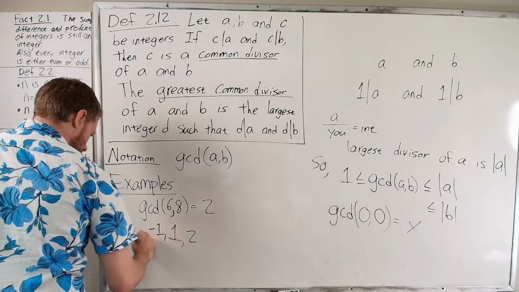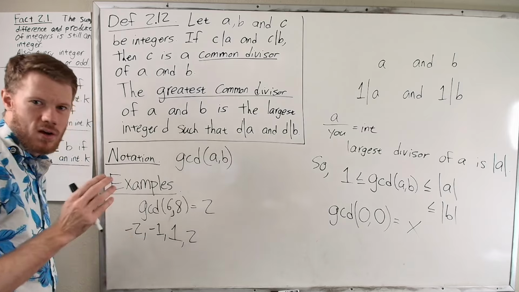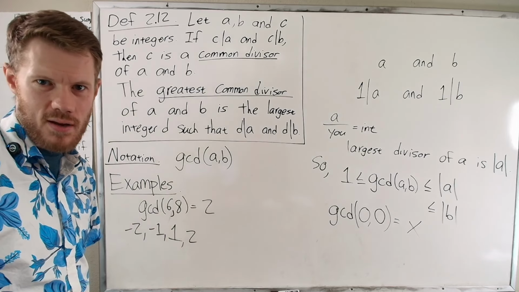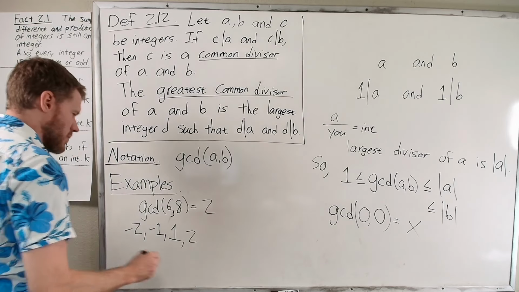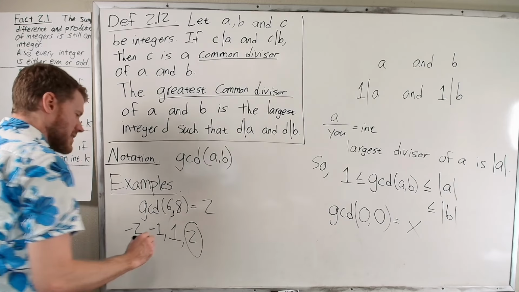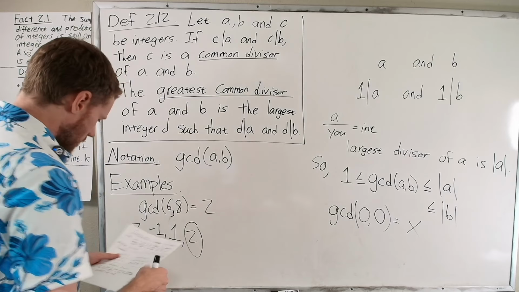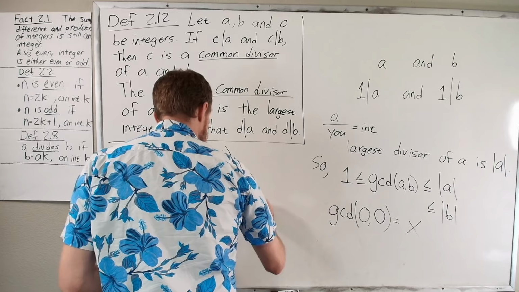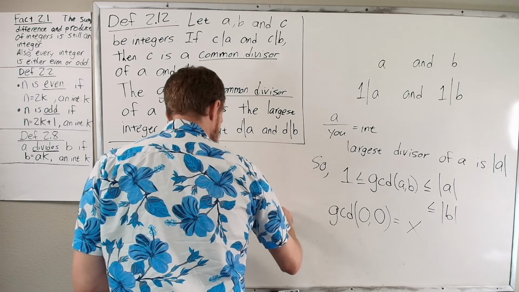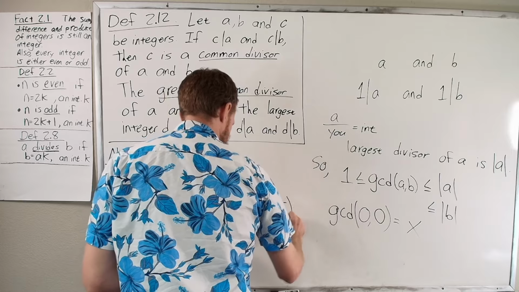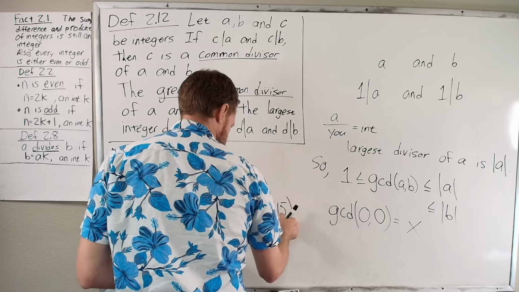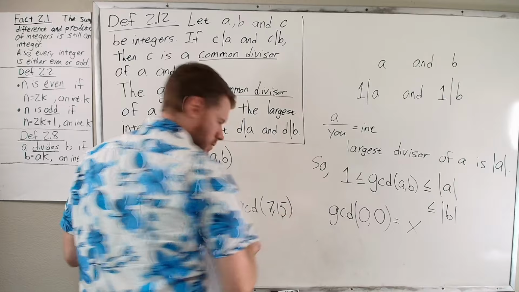-1 divides both of them, and -2 also divides both of them. So you've got -2, -1, 1, and 2. Those are the 4 things that divide both of them. And among those 4, the greatest is 2. Okay. Good. GCD of 7 and 15. Why don't you do that one?